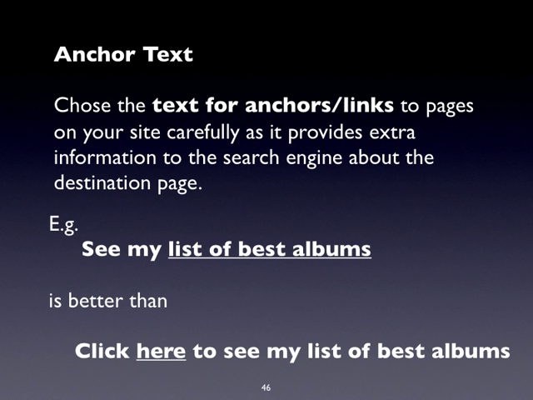So this is what I'm saying here. "See my list of best albums" is much better than "click here to see a list of my best albums." Because "list of best albums" is going to associate those keywords with that destination page, whereas "here" means nothing to a search engine.